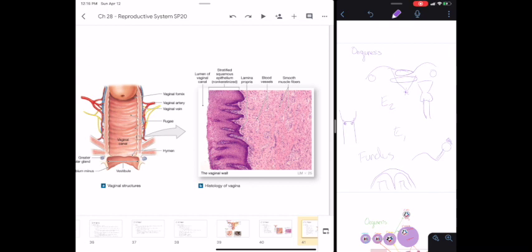Let's see here. Lots of blood vessels, lots of smooth muscle cells. What else do I want to say? I think that's all I want to talk about right now.